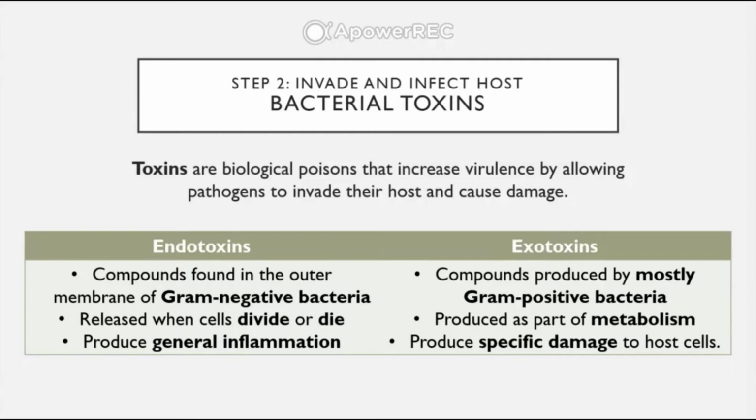Now we have the exotoxins, which are compounds that are produced mostly by gram-positive bacteria, and they are produced as a part of their metabolism, and they produce a specific damage to host cells. Something that can be quite confusing to students is that compounds that are found on the outer membrane of gram-negative bacteria are endotoxins. Endo means inside or in. So the big difference here is that these exotoxins are being released and the endotoxins are just part of the cell.